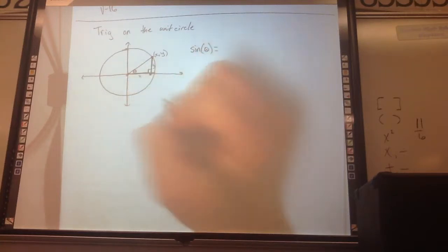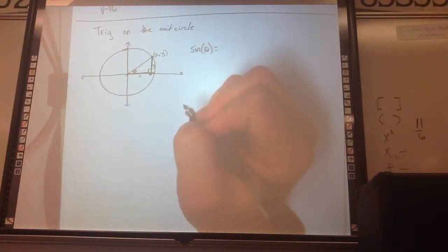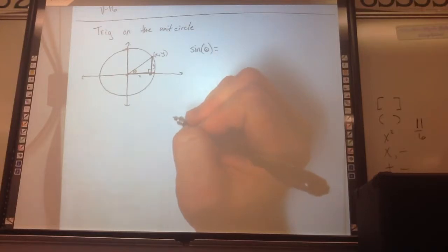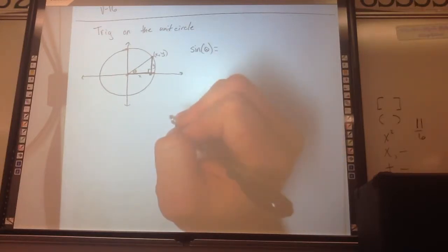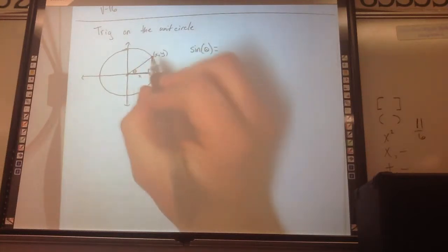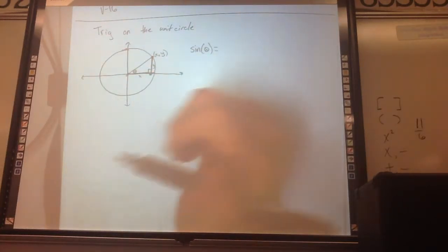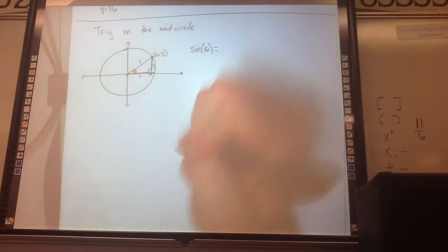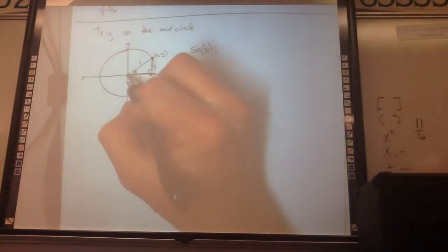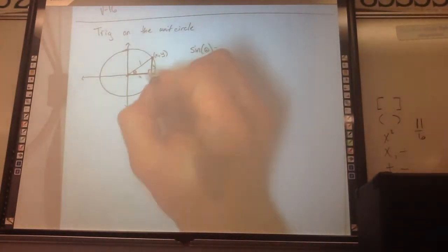Oh. How long is the hypotenuse? X squared plus y squared? Yeah, x squared plus y squared, and it's the square root of that. But I told you this was the unit circle, so it's 1. The radius of the circle is 1. So the sine of theta is y.